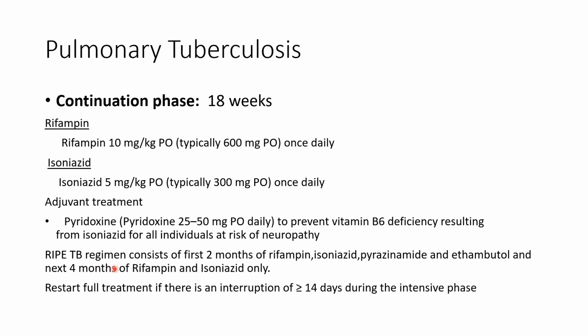RIPE TB regimen consists of first 2 months of rifampin, isoniazid, pyrazinamide, and ethambutol, and next 4 months of rifampin and isoniazid only. Restart full treatment if there is an interruption of 14 or more than 14 days during the intensive phase.